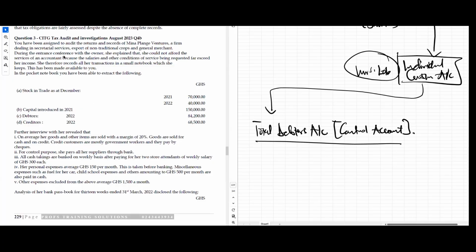You have been assigned to the audit of the returns and records of Mina Planche Ventures, a firm dealing in secretarial services, export of non-traditional crops, and a general merchant. During the entrance conference with the owner, she explained that she could not afford the services of an accountant because the salaries and other conditions of service being requested far exceed her income. She therefore records all her transactions in a small notebook, which has been made available to you. In the pocket notebook, you have been able to extract the following. Does this one necessitate the use of an indirect method?